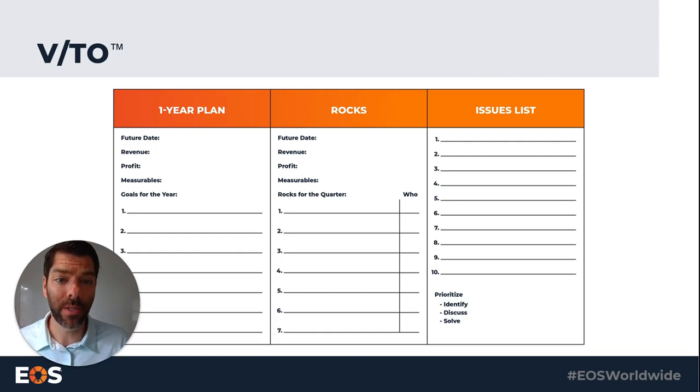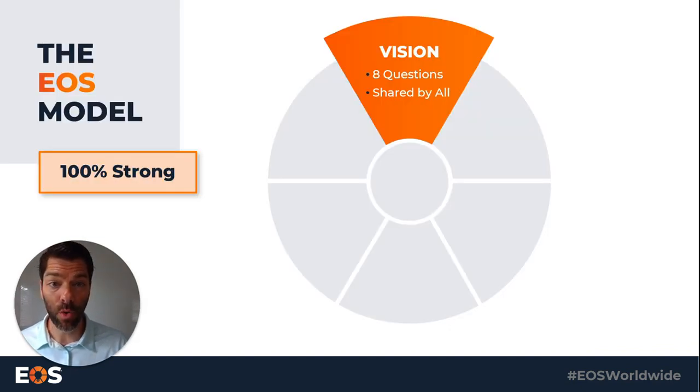And then the issues list. There's just therapy in getting all of your issues out of your head, down onto paper, making them part of your strategic plan. And so those are the 8 questions. That's how we crystallize your vision. From there, the second tool is getting your vision shared by all.